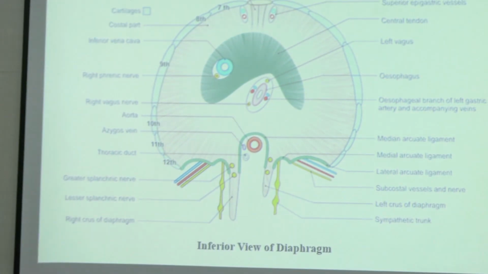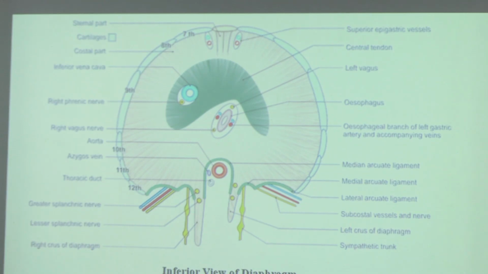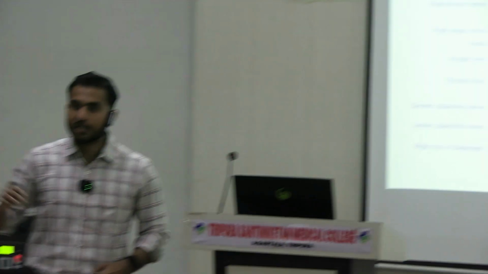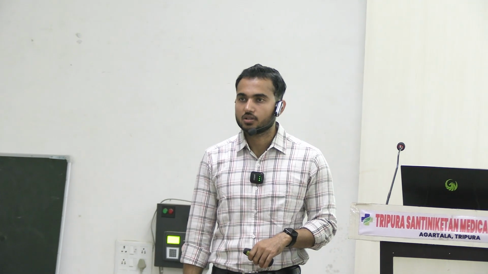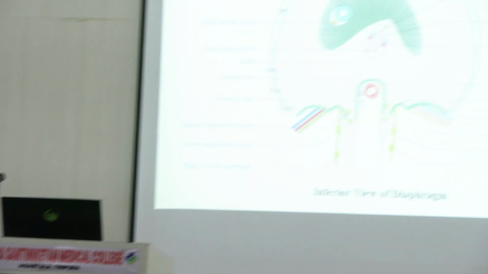Now this is the diagram showing the inferior aspect of the diaphragm. If you see the diaphragm, suppose this is the diaphragm, and you are looking from below, then you will get this particular picture. Can you see, this is the anterior aspect, this is the posterior aspect.